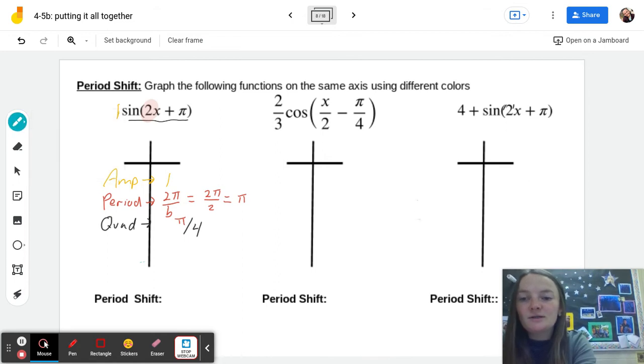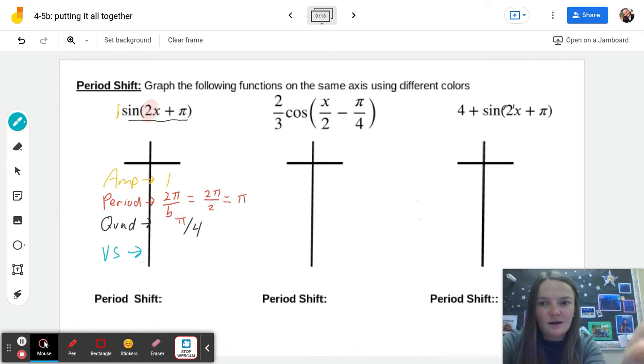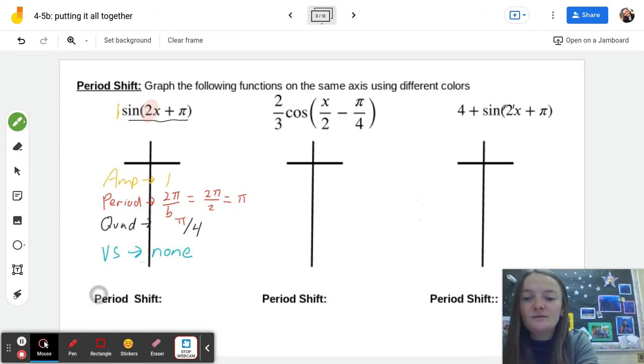All right, second to last one here, we want to talk about vertical shift. Vertical shift is if I add or subtract to the outside of the function, which does not happen, so there is no vertical shift here. Last one, phase shift, which is what we're talking about today.